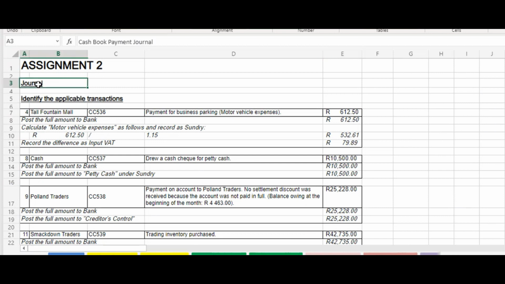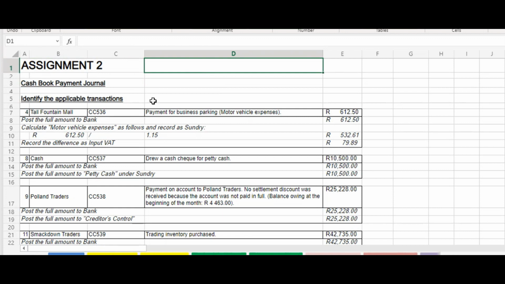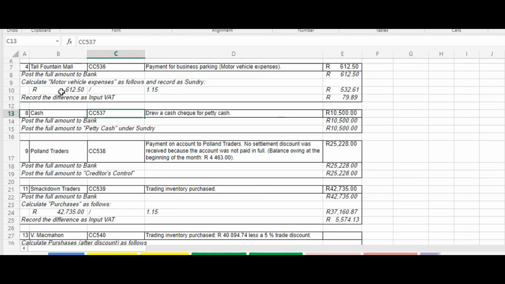What happened there? That just says journal. Let's see if I can fix that so it actually gives us the right journal. Okay, cash book payment journal. That's what we're looking at now. We have identified the applicable transactions by marking them with a highlighter. Now we're going to look at them one by one. There's a bit of a delay here on my machine, don't worry.